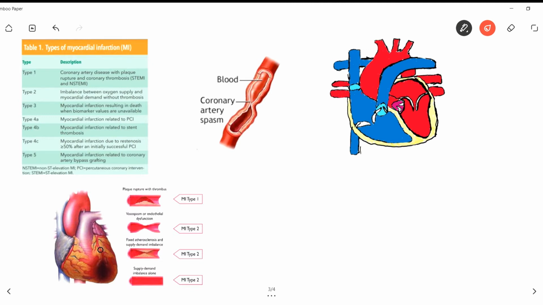And just know that the saphenous vein is the most commonly used one, but it's not always the saphenous vein. It could be some other vein or artery. But that artery or vein that serves as the detour is known as the graft. So type 5 myocardial infarction is caused by problems associated with the coronary artery bypass surgery or grafting.